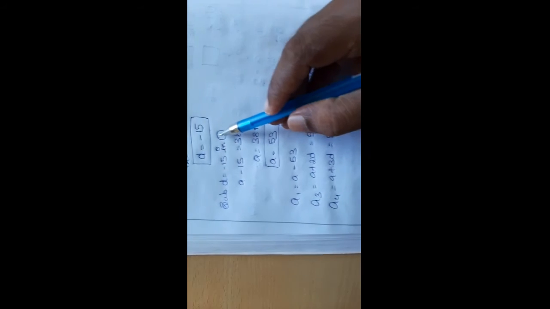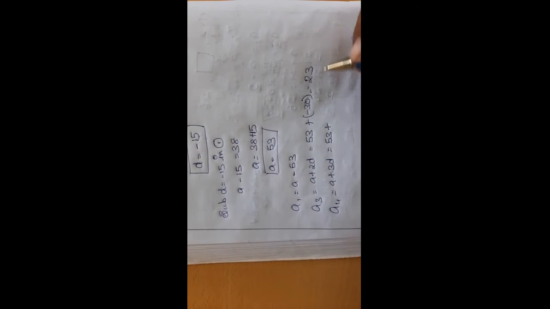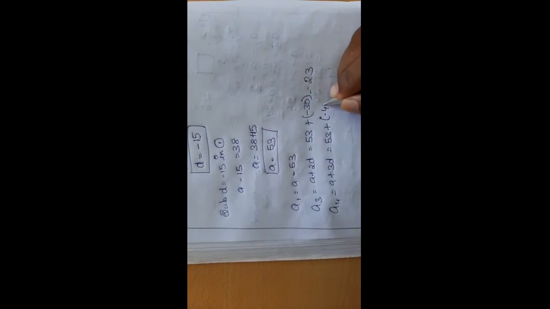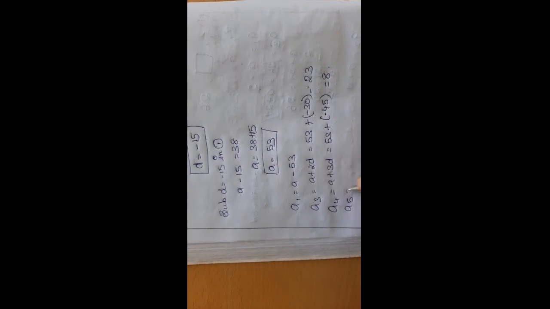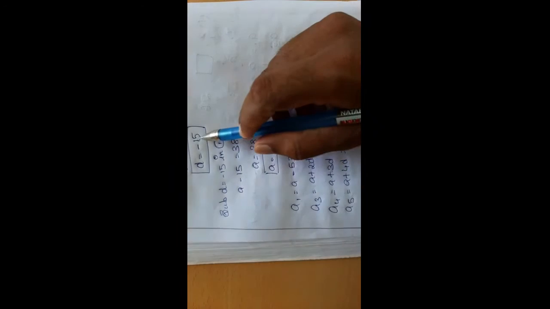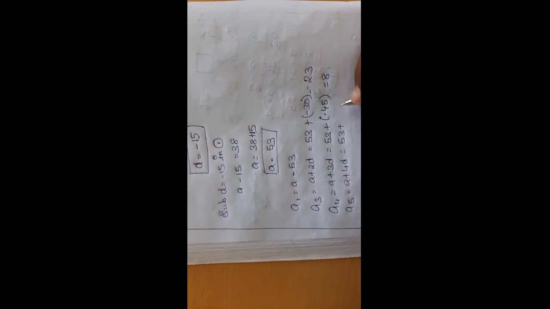3 into d is minus 15, right? 3 into minus 15 is minus 45. And 53 minus 45 is 8. And next, a5 is a plus 4d, which is equal to 53 plus 4 into d. 4 into 15 is just 60, so minus 60. And 53 minus 60, 60 is the greater, so negative 7.